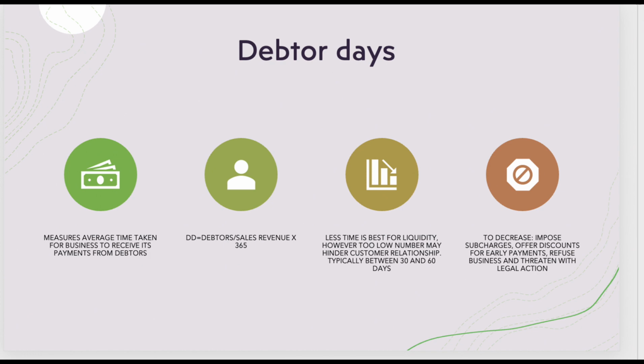Next up, it is debtor days. This measures the time it takes for a business to collect payments from its debtors. And this is done by doing debtors divided by total sales revenue times 365. The less time it takes, the better for the business. However, too low a number of days may hinder customer relationships. The 30 to 60 day mark is extremely common.